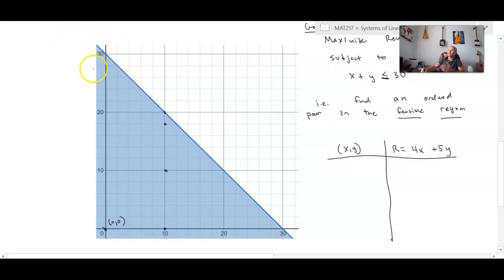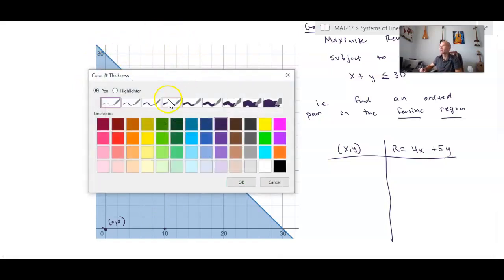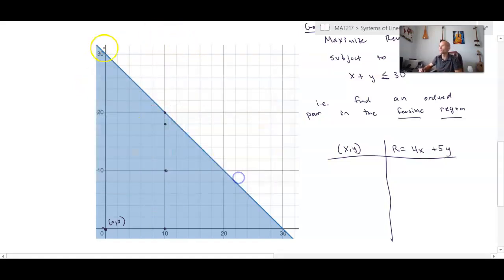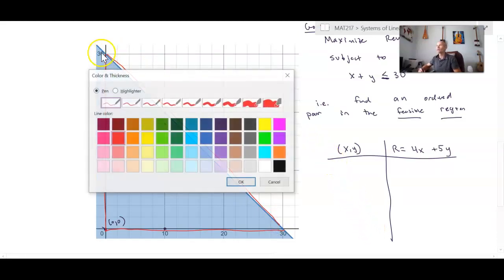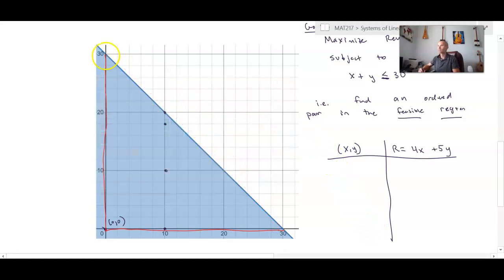We don't want anything in the negatives. We can't produce negative units, so we're really tied to just this region right here. This is our feasible region. Okay, right there and along here as well. So I didn't do a very good job of highlighting that, but you get the idea. It's going to be anywhere along that line.